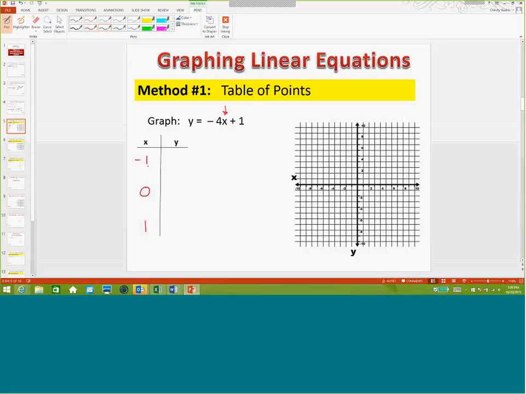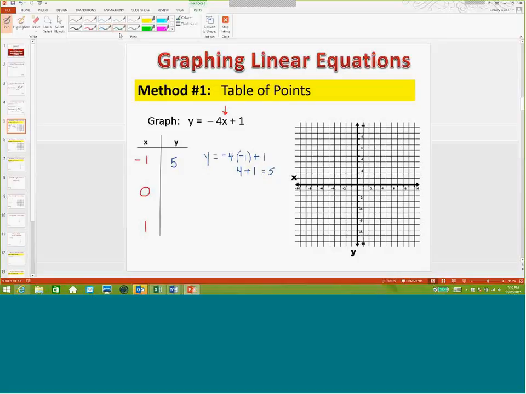All right, let's say that x is -1. So what is y equal to? What I'm going to do is put -1 in place of x in my original equation and simplify, and that's going to tell me what y is equal to. So -4 times -1 gives me a +4, plus 1 equals 5. So when x is -1, y turns out to be 5. I have my corresponding y value when x is -1.